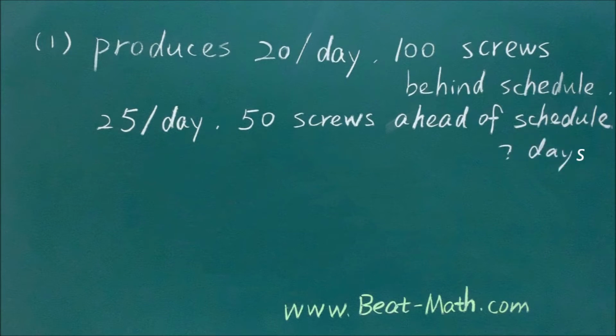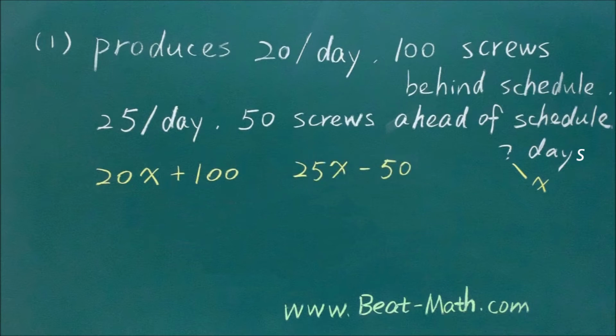First, let's have x represent the number of days he has to complete the job. That means if he makes 20 screws per day, he can produce 20x screws. Because he is 100 screws behind schedule at that rate, the total number he should produce is 20x plus 100. If he makes 25 screws a day, he will have 50 screws more than he needs when the time is up. That means the total number he needs to finish on time at that rate is 25x minus 50.